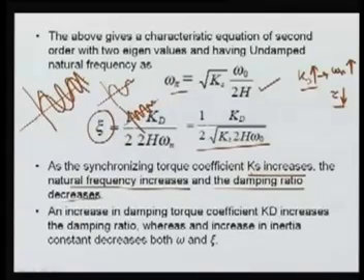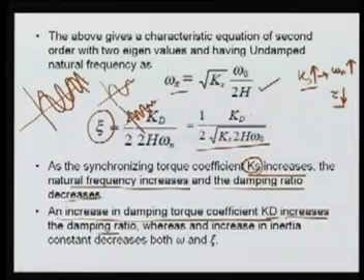So this one property with this Ks. Now an increase in the damping torque coefficient, this Kd, suppose if you want to increase the Kd, what will happen? This increases the damping ratio, you can say it directly, and it is independent of omega n. So it is not changing your frequency, which is a constant, but the damping ratio is improved, meaning the damping torque coefficient increases the damping ratio, whereas an increase in inertia constant decreases both omega n and this zeta.